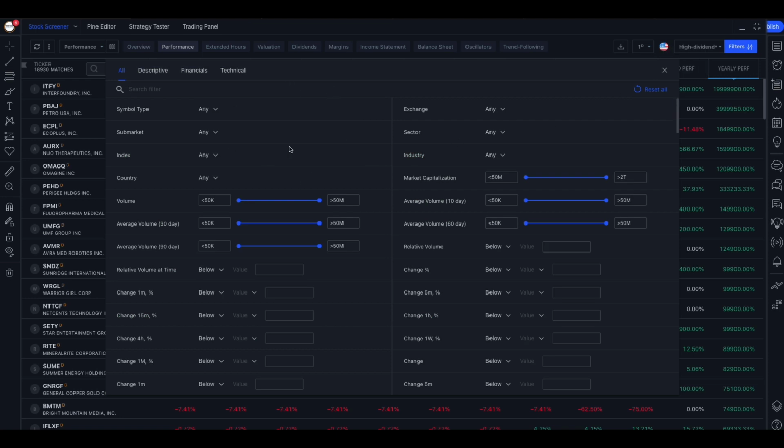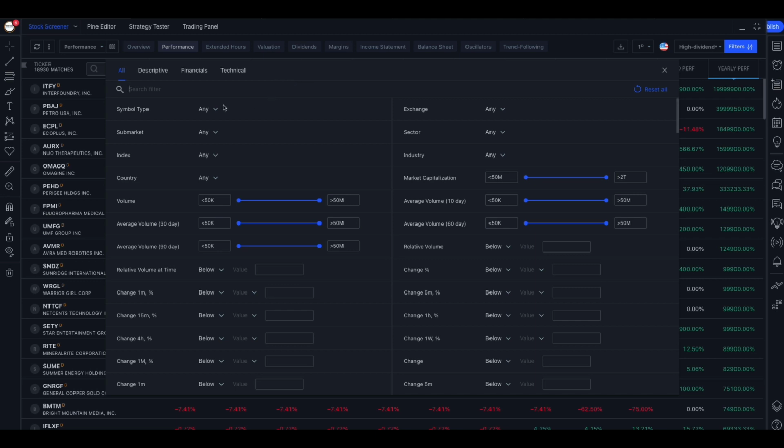So once we've made sure that we are filtering using yearly performance, then we can go to filters and start changing things here so that we reduce the number of tickers that we are getting. Depending on the kind of information that you are looking for, you are always going to get a different answer because the answer is based on the question that you're asking.